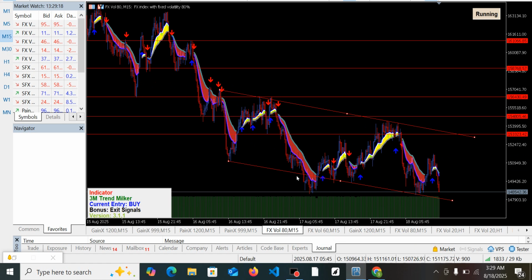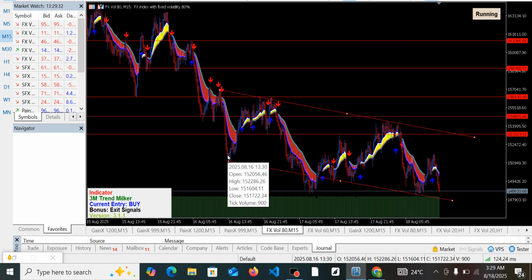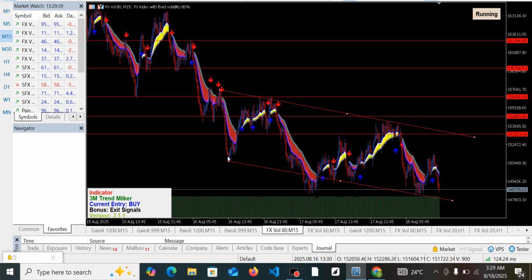Now let's check out this also. FX Volume 80 is taking the same pattern as Pain X 999. FX Volume 80 had also been on a downtrend for a while, but it has been moving within this channel within the last few days. It came down from the upper part of the channel till it got to the lower part. Since it didn't break out below the lower part, it went back again, got to the upper part, and came down again, and went back again, and of course it is coming down again.